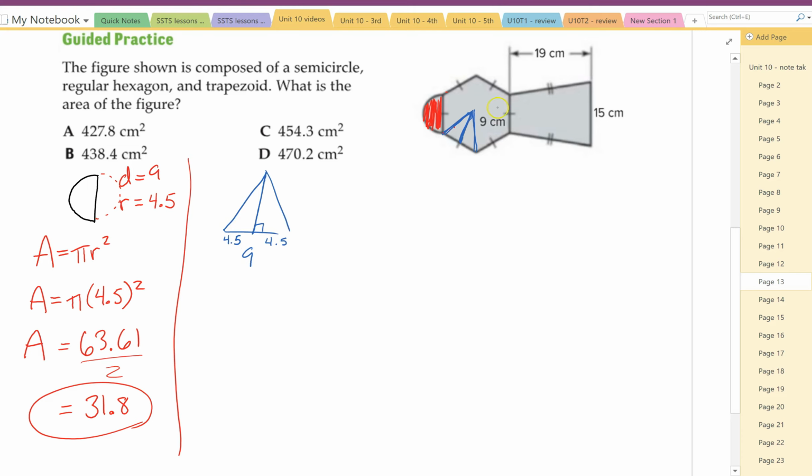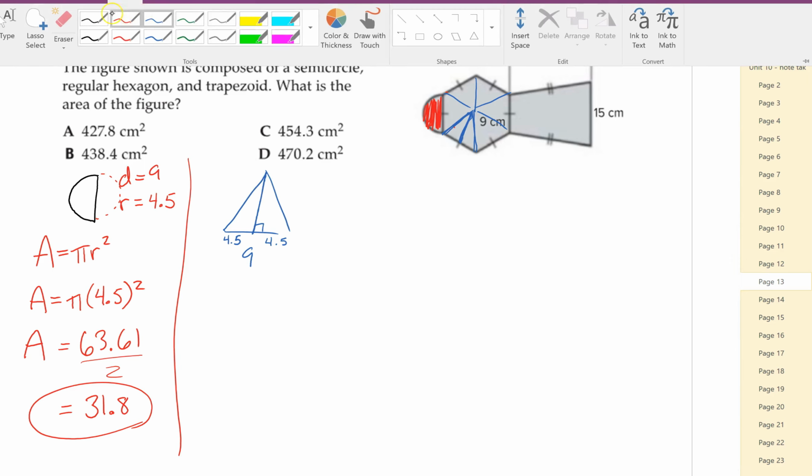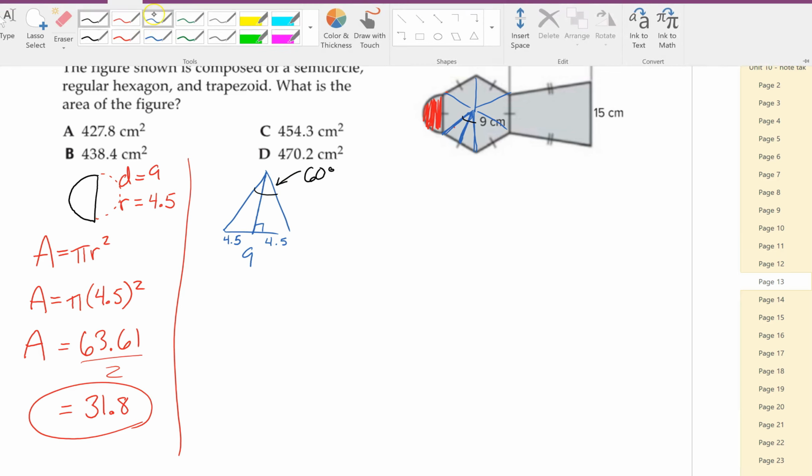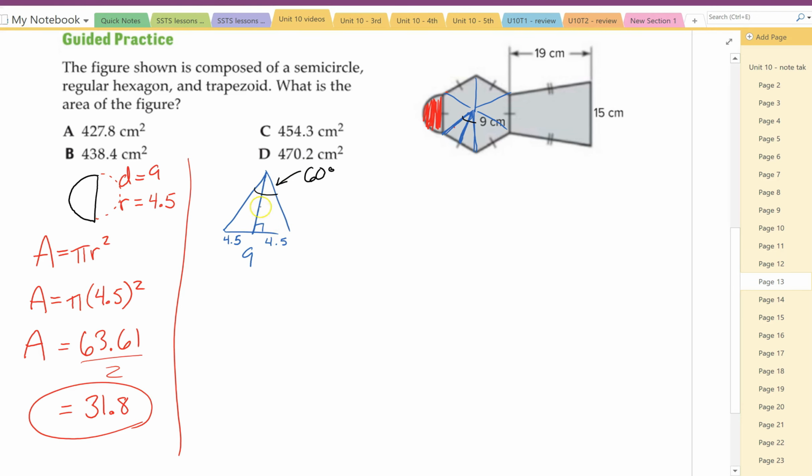The other thing I know is that if I were to draw a circle around the hexagon, there'd be 360 degrees in it. So each one of these triangles has 60 degrees, because 6 times 60 is 360. So if I draw an angle here, that black angle would be 60 degrees. If I split off this triangle, this angle up here is going to be half of 60, which is 30 degrees.